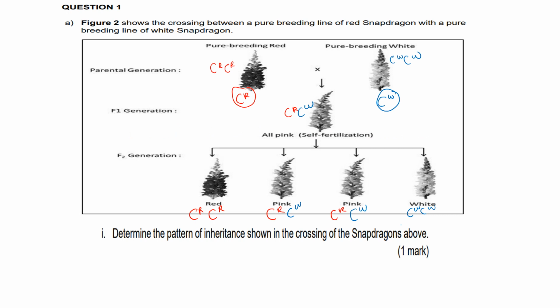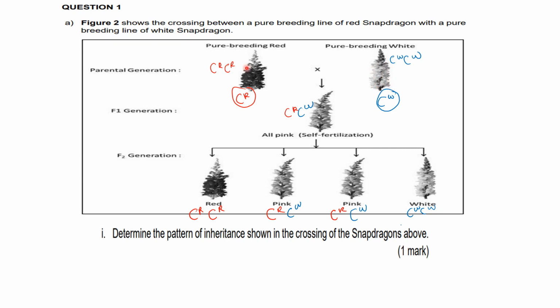Now let's discuss the exercise on chapter 1, which is genetic inheritance and genetic control, part B, structured question. Question 1. As you can see from this diagram, it shows the crossing between a pure breeding line of red snapdragon and a pure breeding line of white snapdragon.